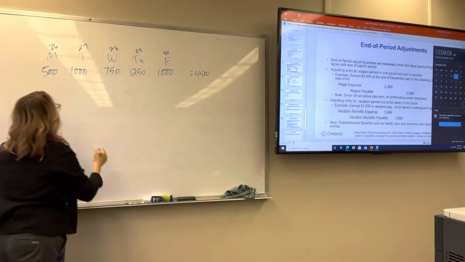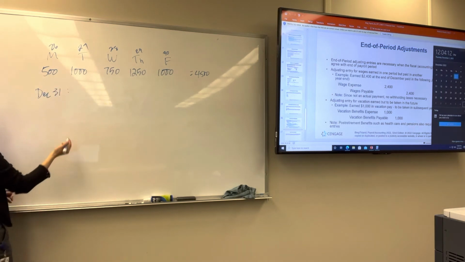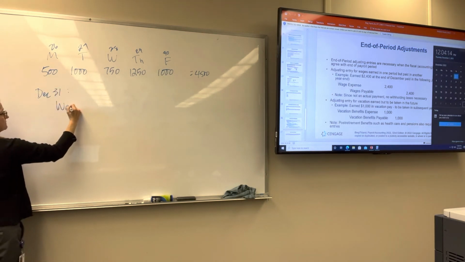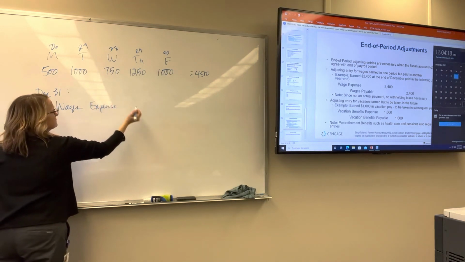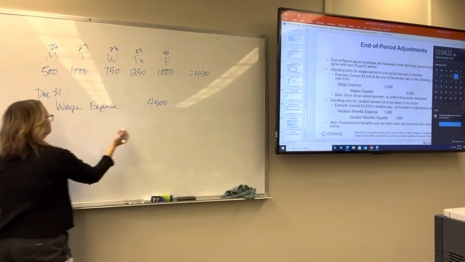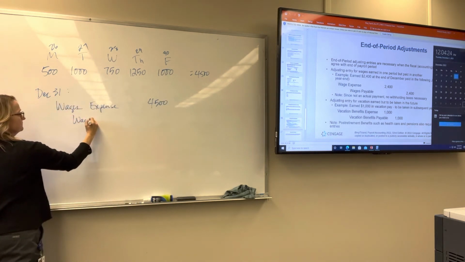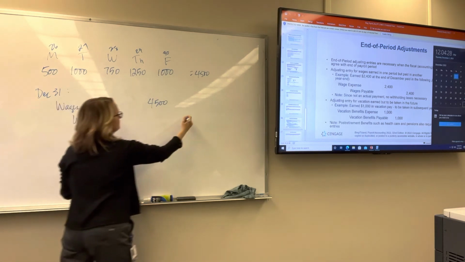So as of December 31st, we would make this entry. Wages expense of 4,500 and wages payable of 4,500.